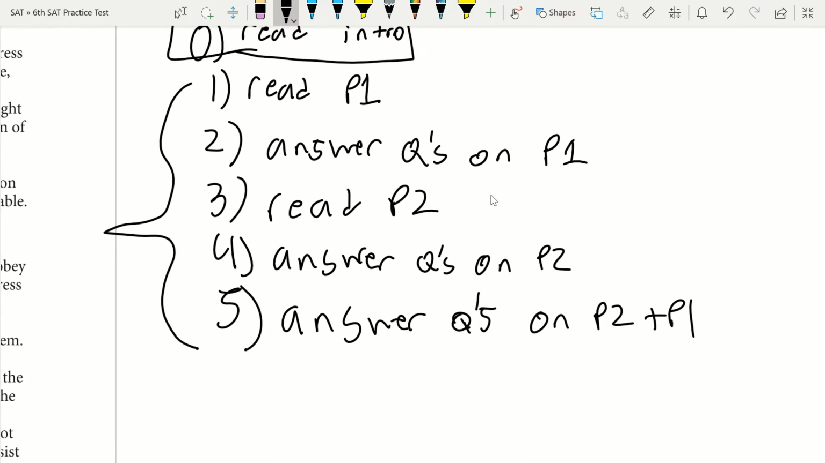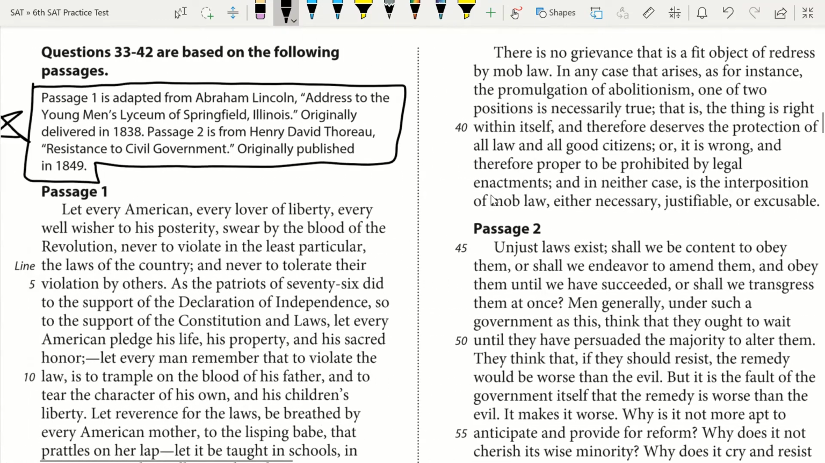So then after that, we read passage 1, answer questions on passage 1, read passage 2, answer questions on passage 2, and then answer the questions on both of them. All right, so now that I've said that, let's go ahead and get started.